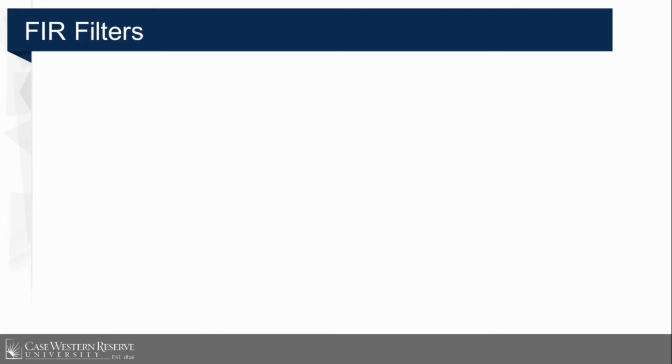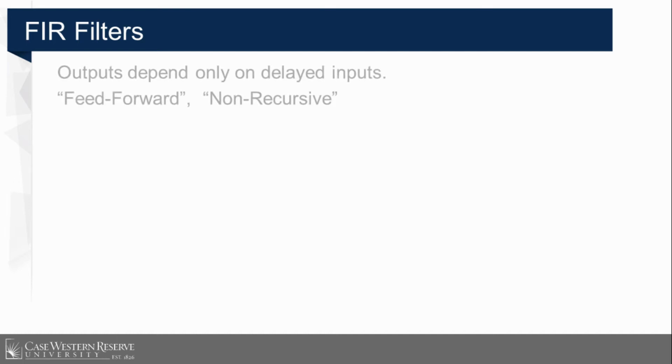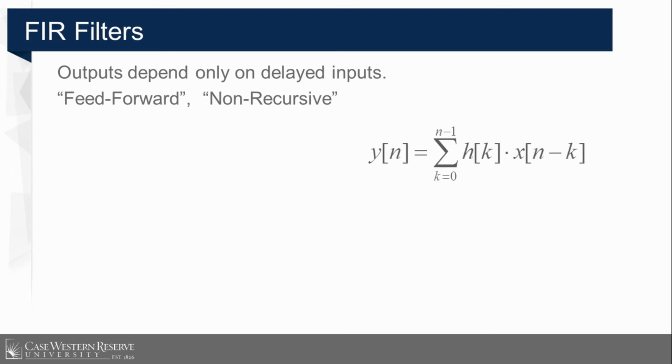So let's first take a look at these finite impulse response, or FIR filters. As we saw in the previous slide, the outputs depend only on delayed inputs. So these filters are known as feed-forward or non-recursive filters. And again, we see this equation down here where we only have to worry about multiplying our inputs with these coefficients to get our outputs.